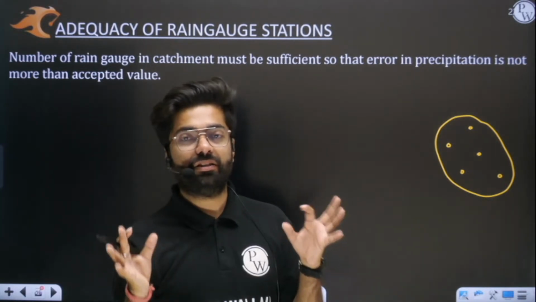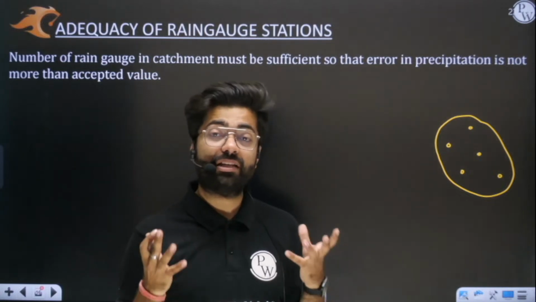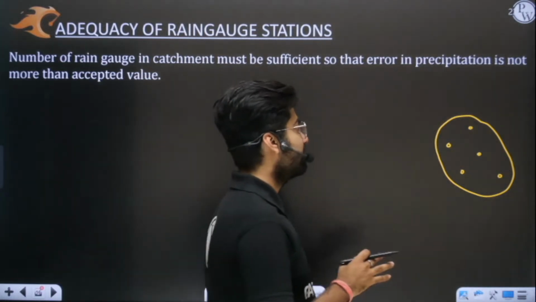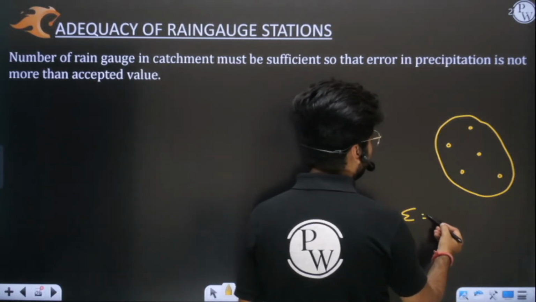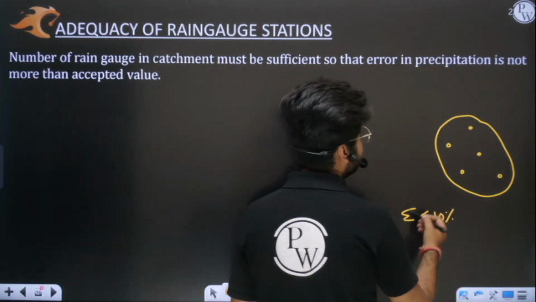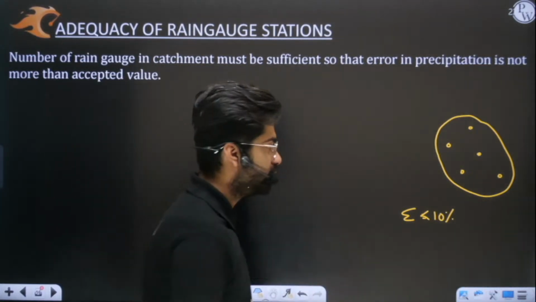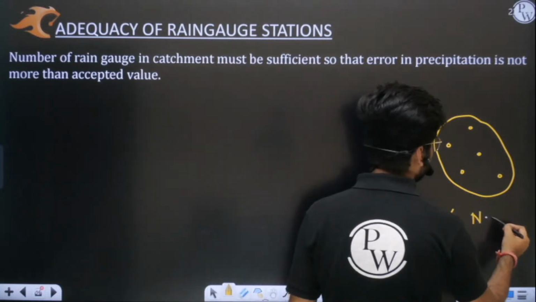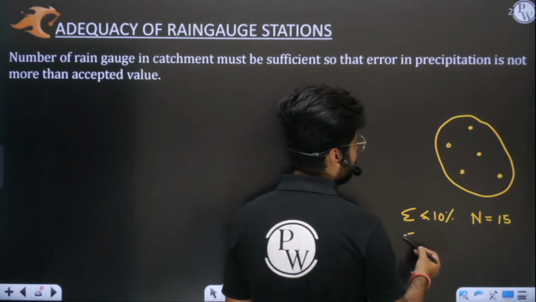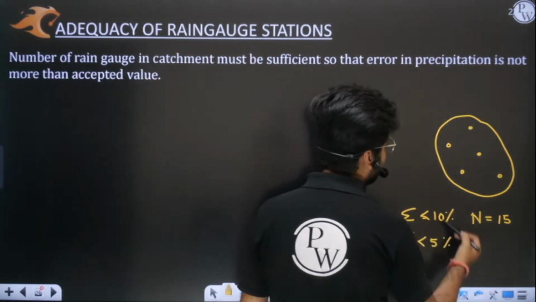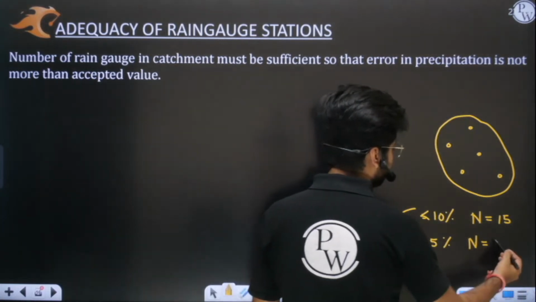But that depends. Firstly, the very first question is, how many rain gauges do we require? Let us say we want to keep the error within 10%, then how many rain gauges should we use? Let us take an example, say we should have 15 rain gauges. Now if you want to reduce the error even below 5%, then how many rain gauges? The answer is we should have 35 rain gauges.